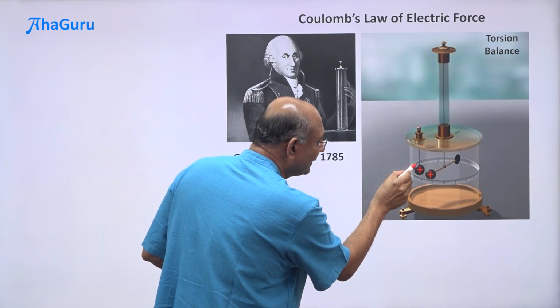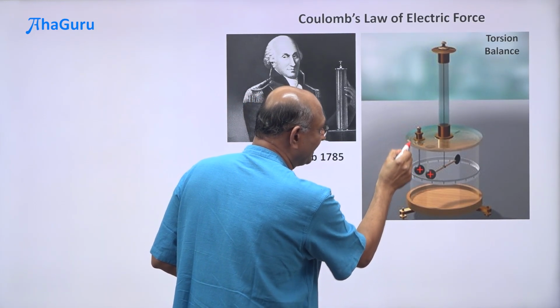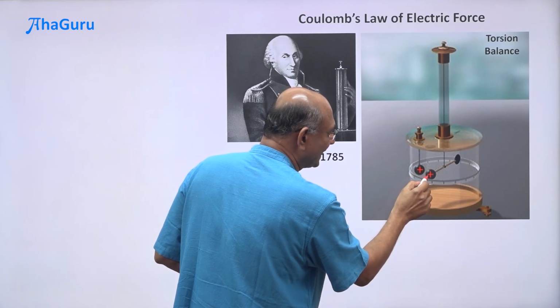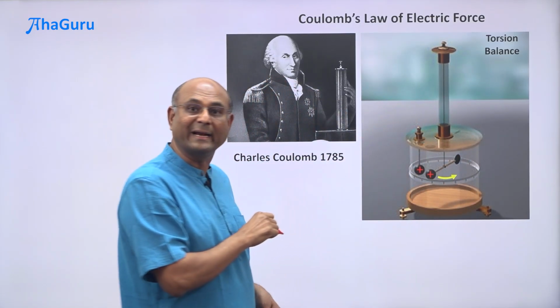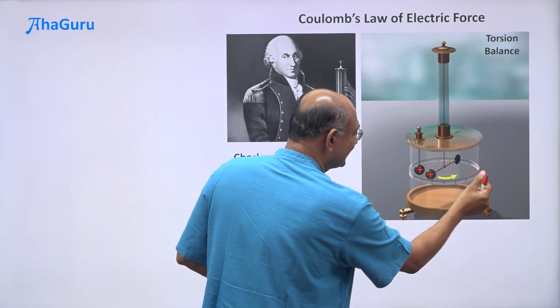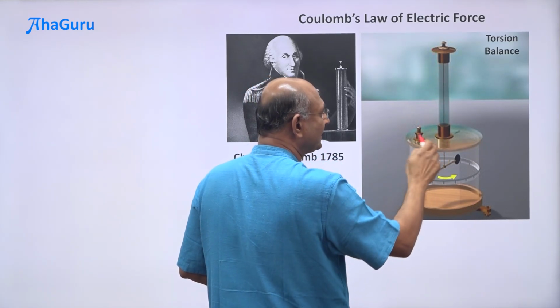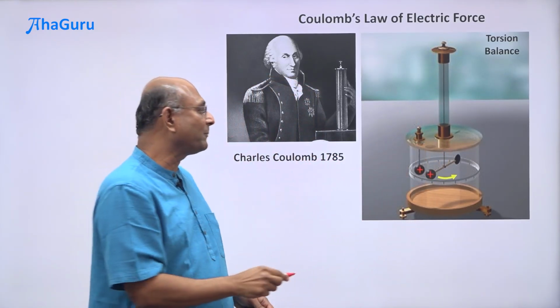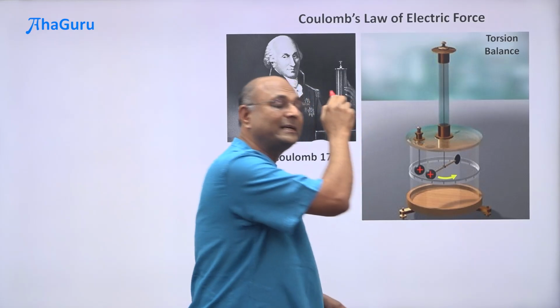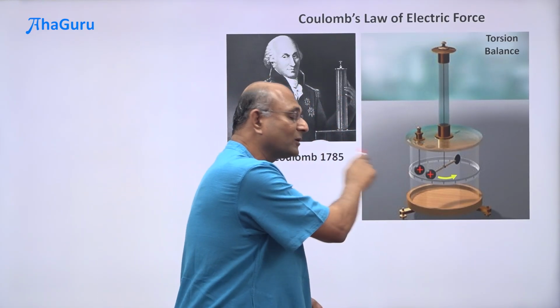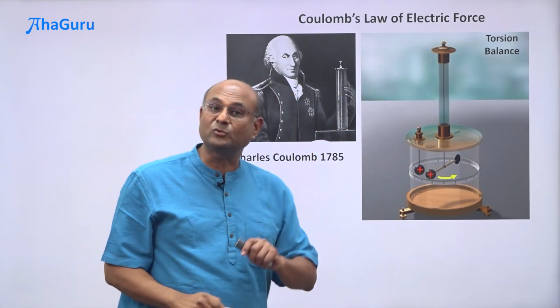But this ball is fixed in place by a rod. This ball, on the other hand, can move in that direction. As it turns around in that direction, this wire twists and stops it at a point. By measuring how much it has moved, you can figure out what was the electrical force between these two charges.